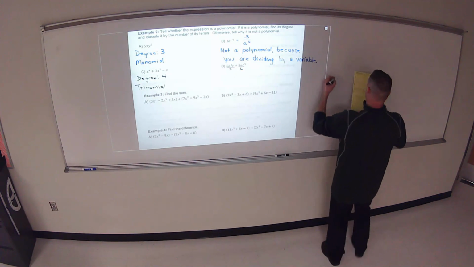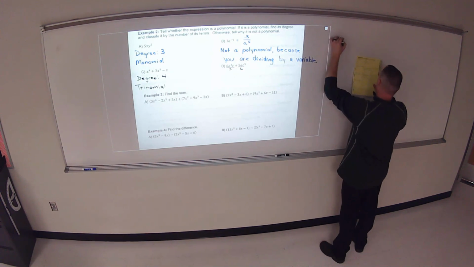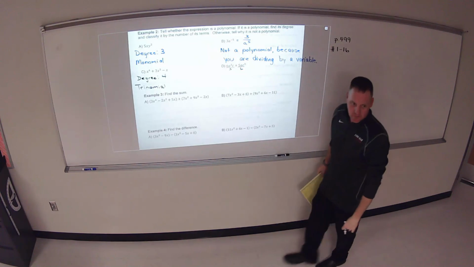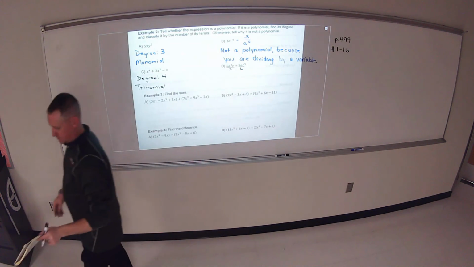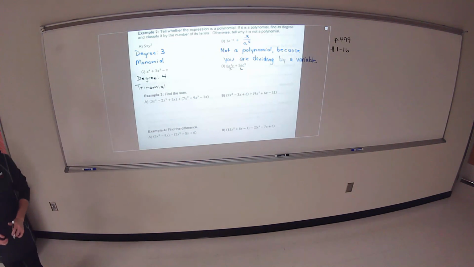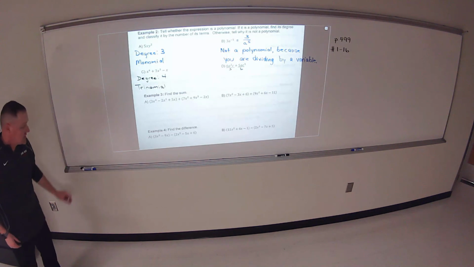All right, for tonight, page 499, numbers 1 through 16. I will tell you, we probably did more vocabulary today than we will do the rest of the units, but this is important vocab.